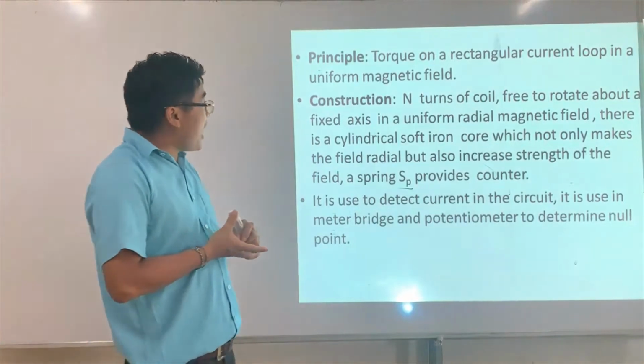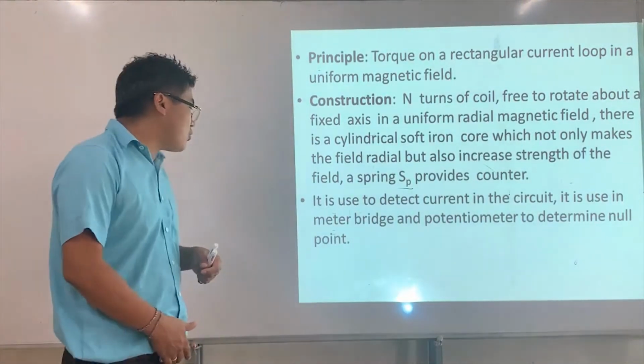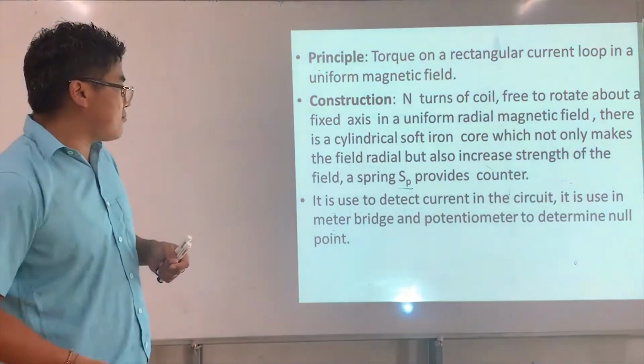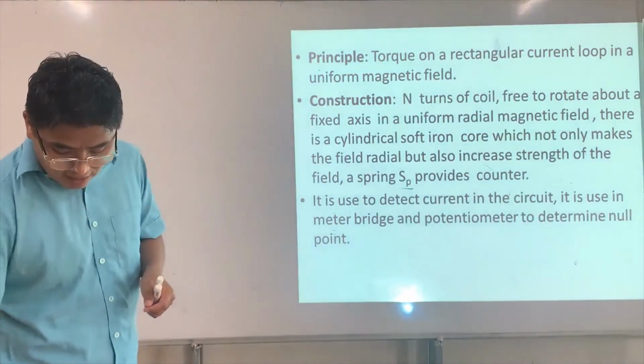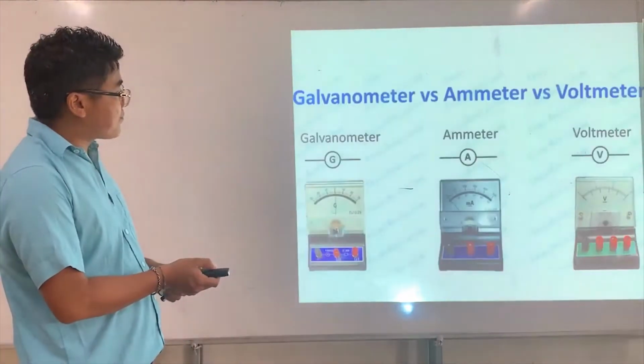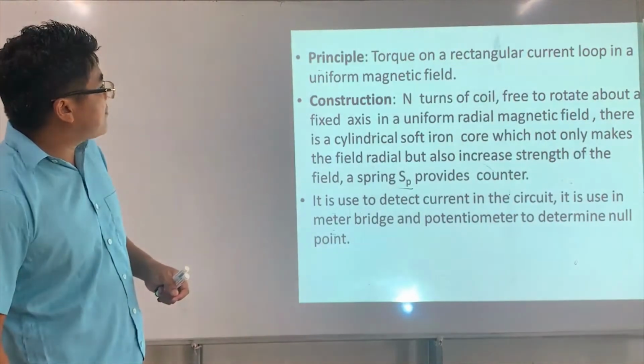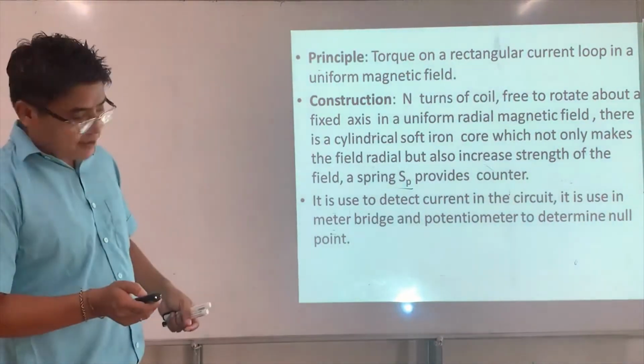Now, the application of this is to detect current in a circuit, and it is used in a meter bridge and potentiometer to determine null points. So these are the applications, constructions and the principle of galvanometers.